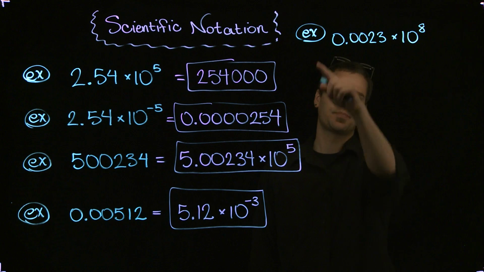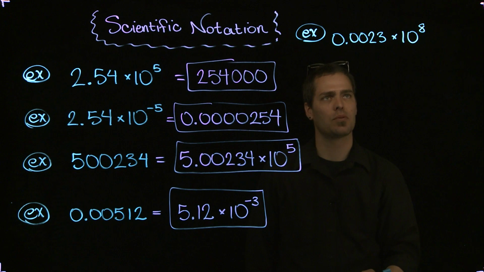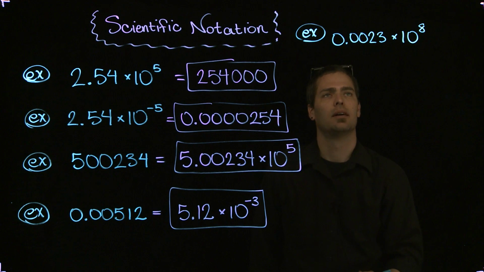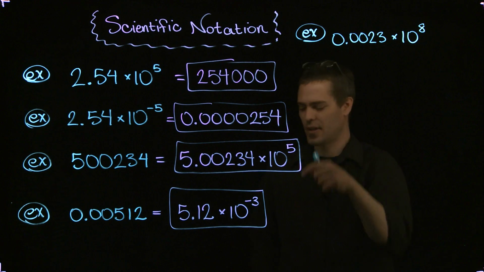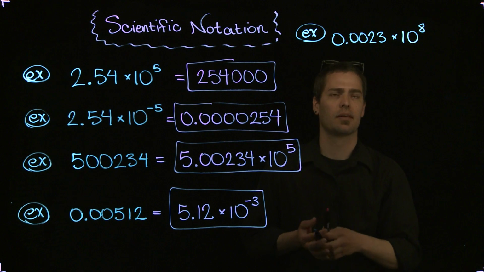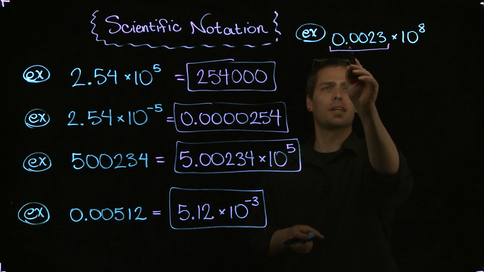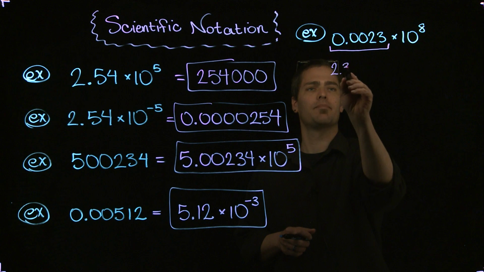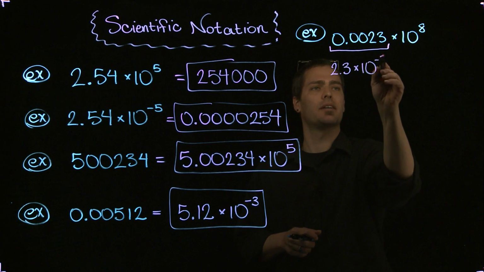It's less than 1. So there are different ways to handle this, but one way to turn this number into legitimately scientific notation would be to first turn this first number into a number in scientific notation and then go from there. So if I'm just looking at 0.0023, then I would call it 2.3 times 10 to the negative 3.